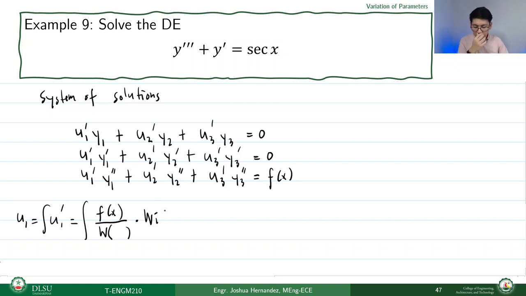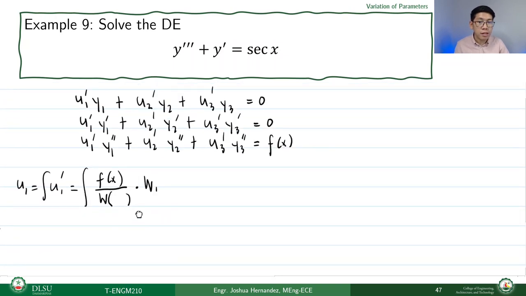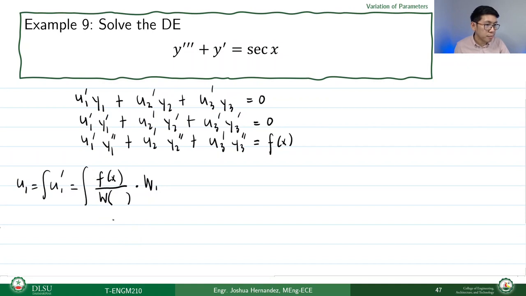The W1, in this case, is simply equivalent to our matrix. We will be forming a matrix wherein, if u1 is what we want, we replace that column with 0, 0, 1. That is our answer column, because this f of x, we factor out. It is outside.